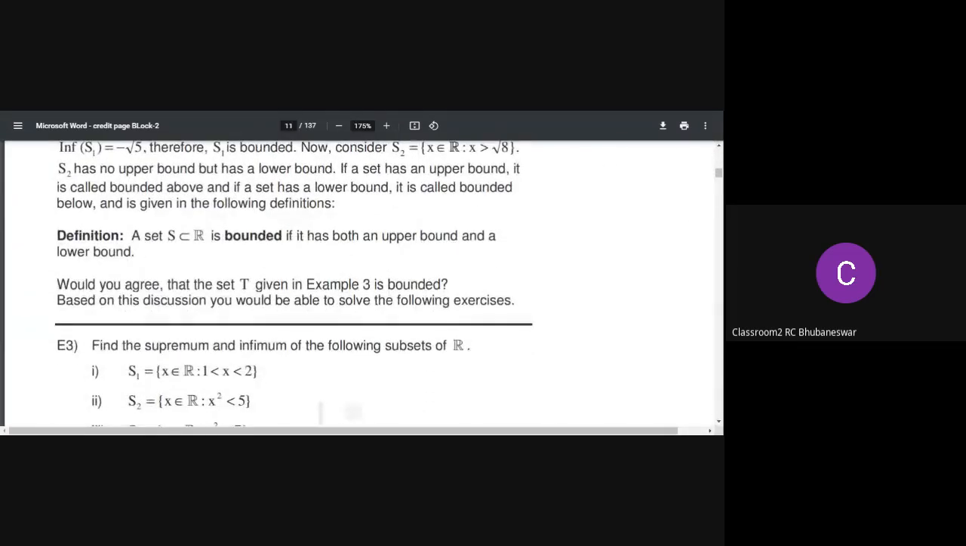Now, another definition, that is whenever a set S is said to be a bounded set. So here the definition is very simple. Whenever both the upper bound and lower bound properties exist inside a set S, then the set will be known as a bounded set. Mathematically, we can define it like this: a set S, a subset of the set of real numbers R, is bounded if it has both upper bound and lower bound properties.